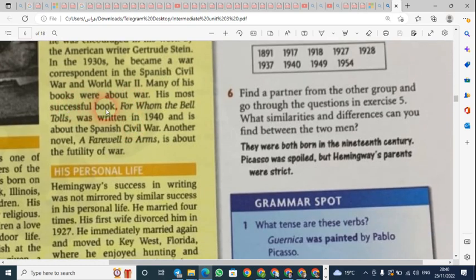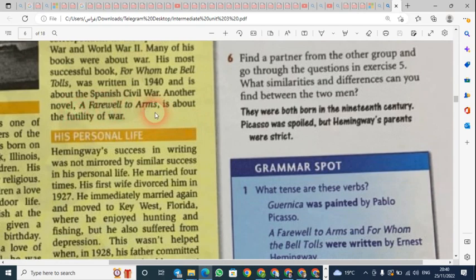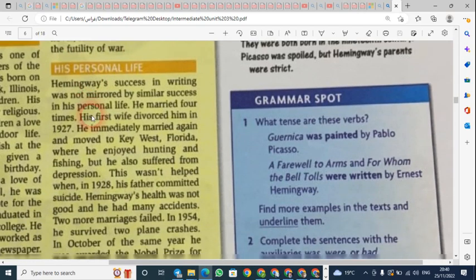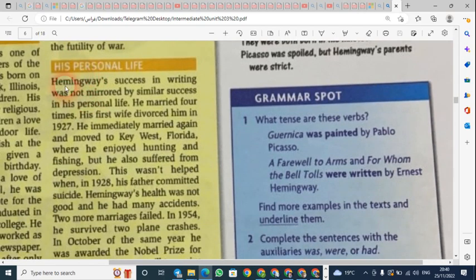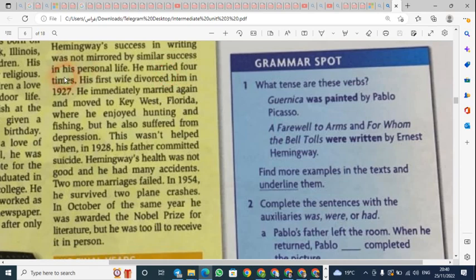His most successful book, For Whom the Bell Tolls, was written in 1940 and is about the Spanish Civil War. Another novel, A Farewell to Arms, is about the futility of war. His personal life. Hemingway's success in writing was not mirrored by similar success in his personal life. He married 4 times.